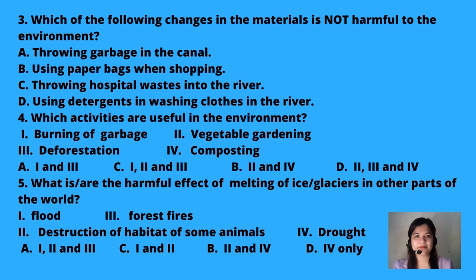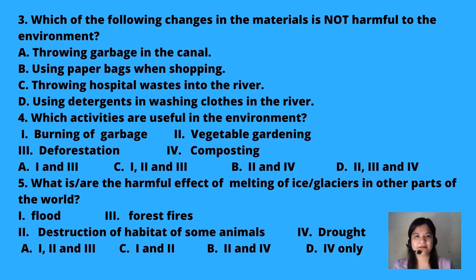Number 4, which activities are useful in the environment? 1, burning of garbage. 2, vegetable gardening. 3, deforestation. And number 4, composting. So what do you think is the correct answer? Letter A, 1 and 3 is correct. Letter C, 1, 2, and 3 is correct. Letter B, 2 and 4 is correct. And letter D, 2, 3, and 4 is correct.